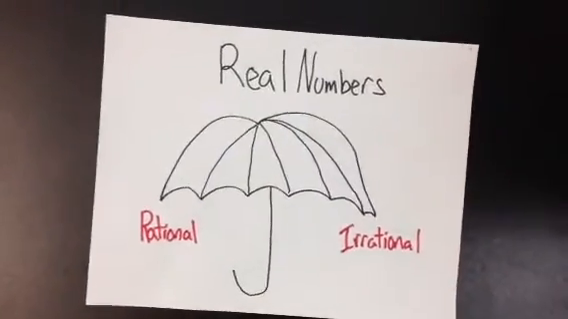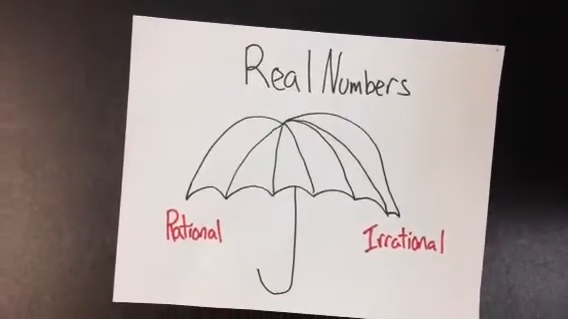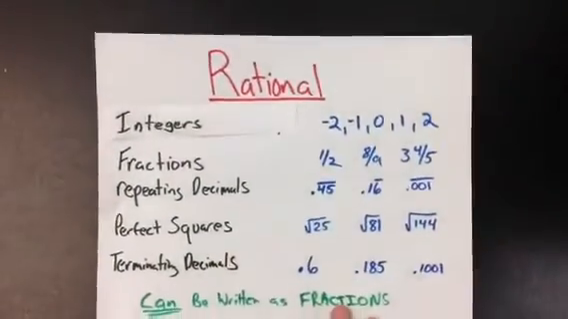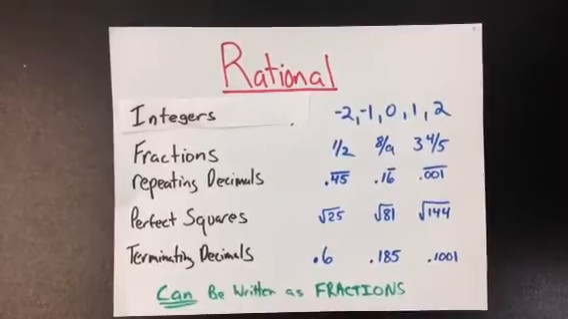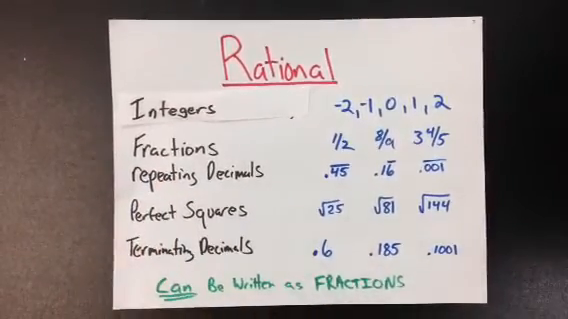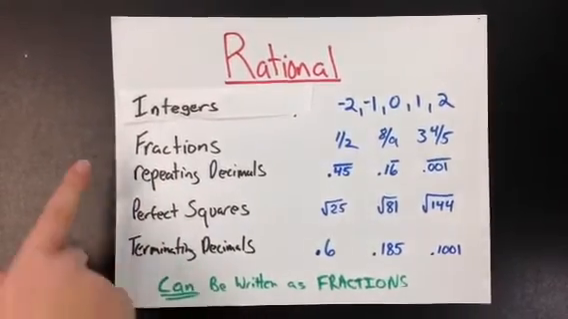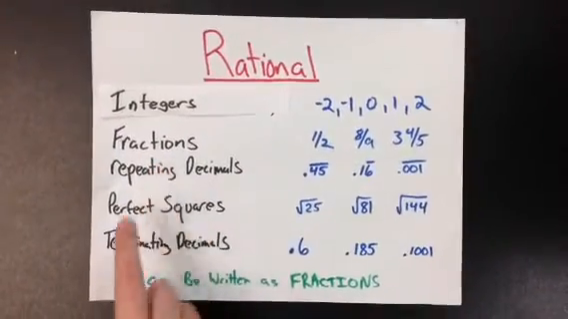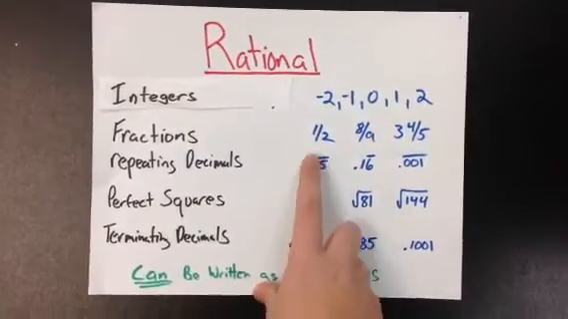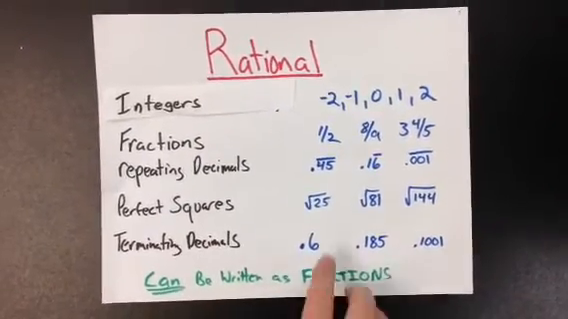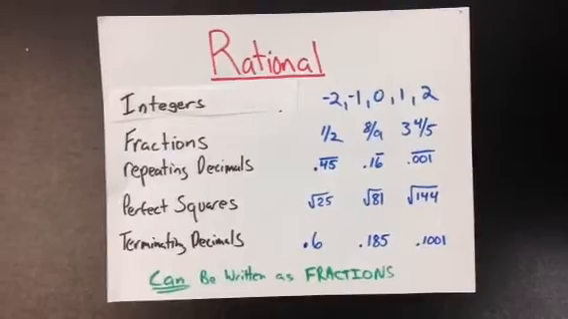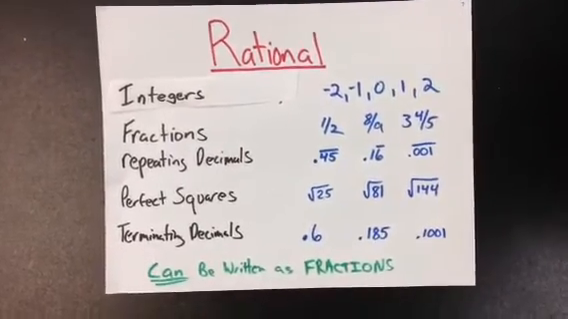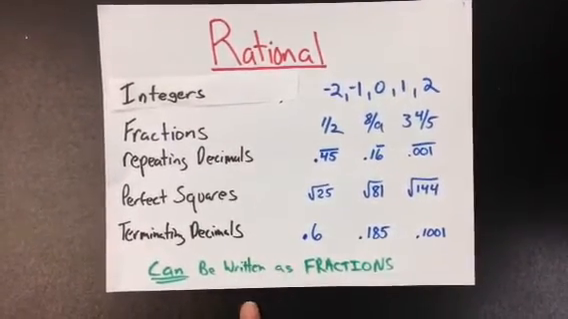Rational and irrational numbers all fall under the real numbers umbrella. Rational numbers include integers. An example of integers is -2. There are fractions, for example, here's 1/2. Repeating decimals, like 0.45 repeating. Perfect squares and terminating decimals can be written as fractions.